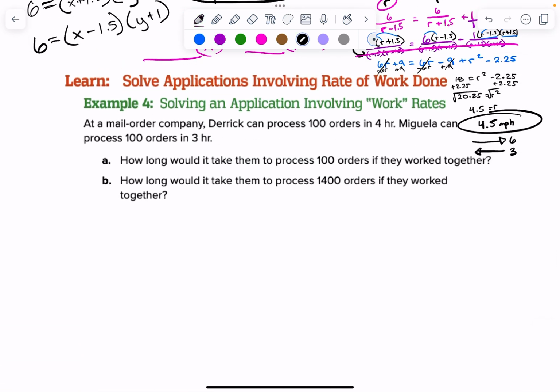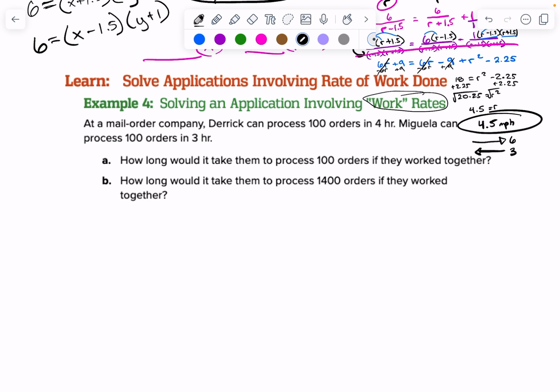And so this one is involving work rates. And I think you have a homework assignment that's like this. So it's going to be very, very similar to this process, okay? So this one starts with a mail order company, Derek can process 100 orders in 4 hours.